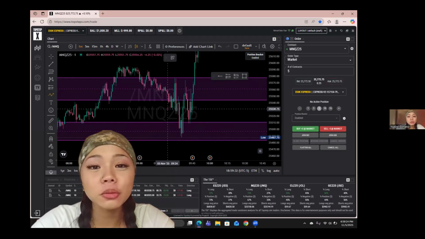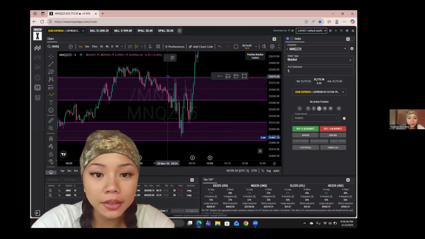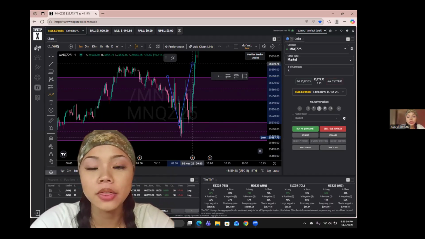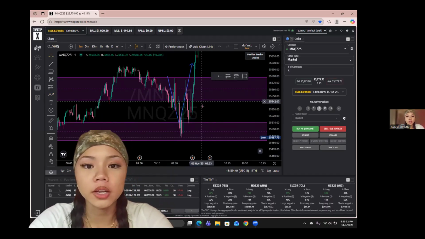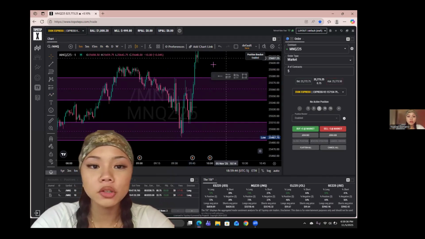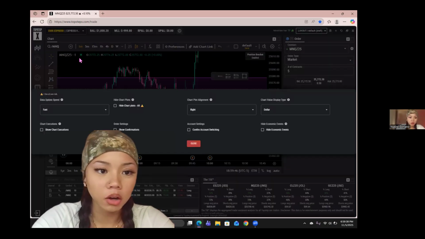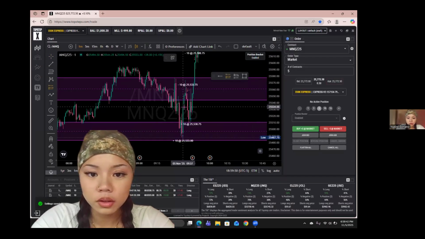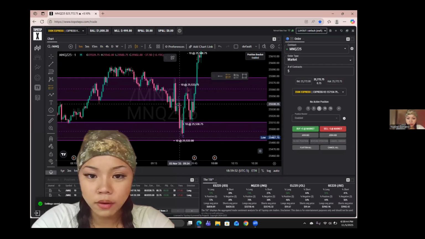Okay, this is my original bias, right? We're at this gap. We fill it. We test the 1 hour and then we keep going higher, right? And that's literally what we do. So my first trade, I'll show my executions.